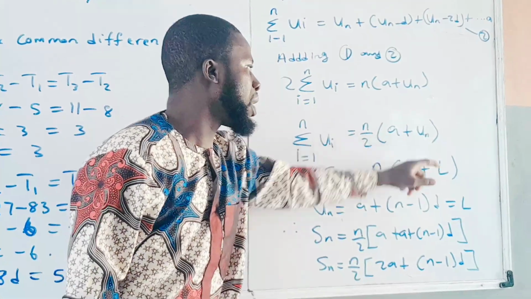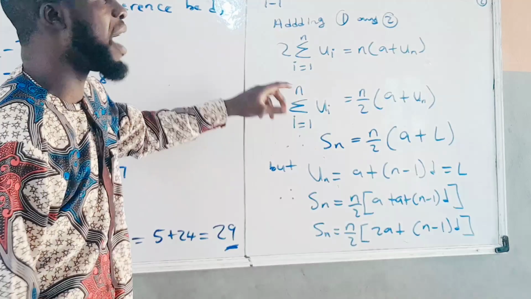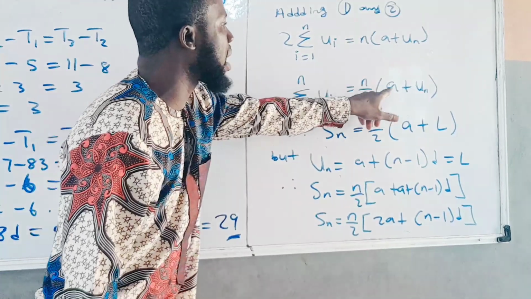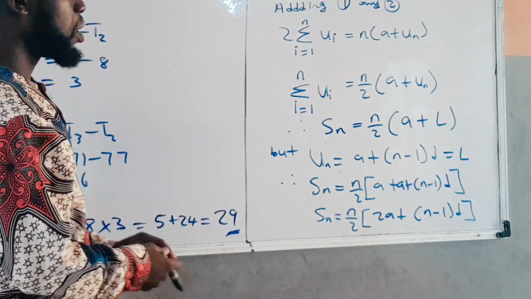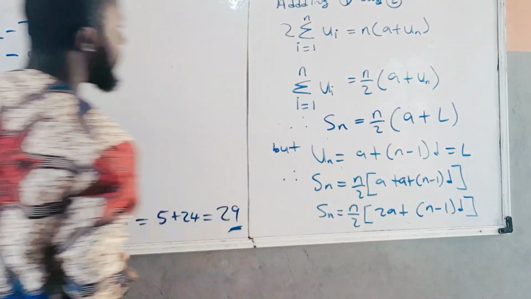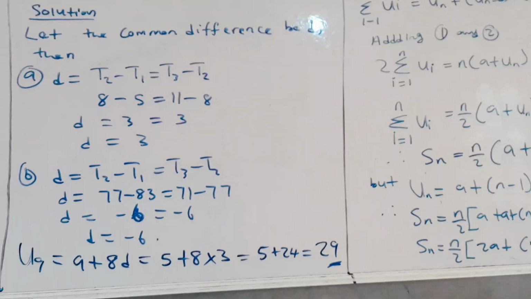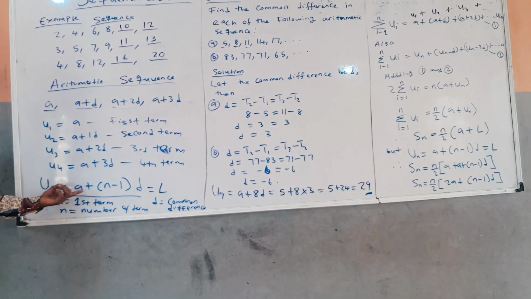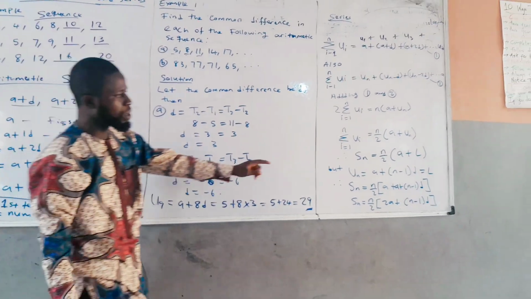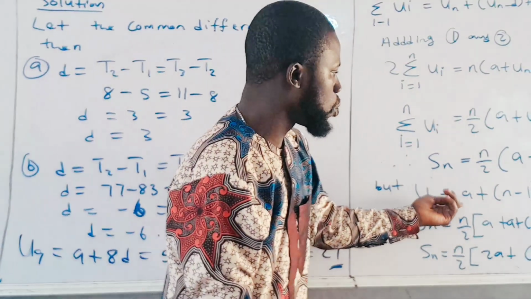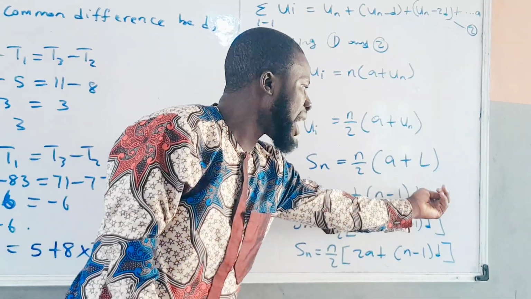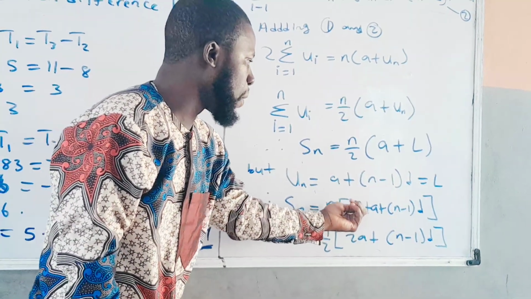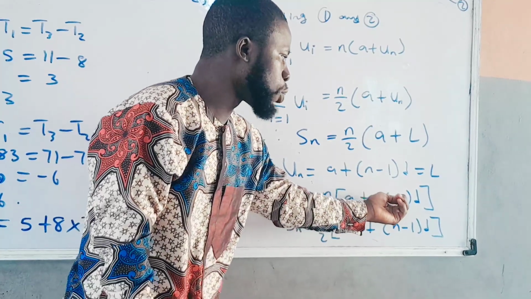This un is also what we call the last term. So dividing both sides by 2, you have n over 2 into bracket a plus un. But don't forget that un has a formula, which is a plus n minus 1 d. So that was what we substituted. Un will be equal to a plus n minus 1 d, which is also the same thing as L. Substituting it in this equation, you have n over 2 into bracket a plus a plus n minus 1 d.